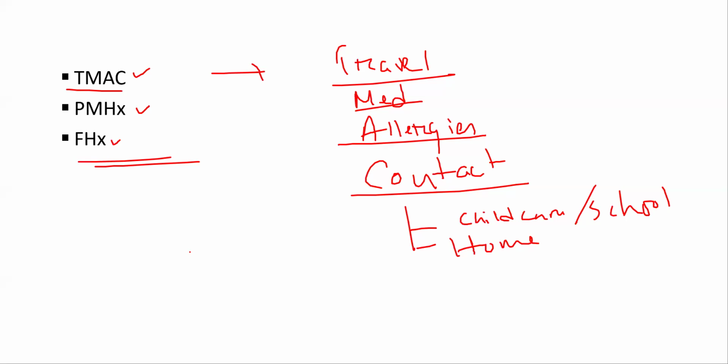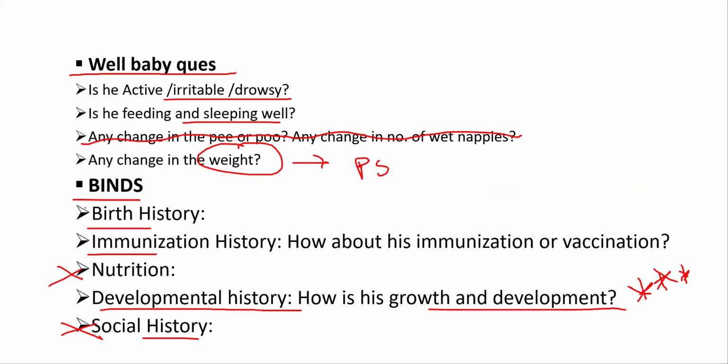Now, if there are a lot of tasks, like 3 or 4 tasks in the exam, you will not be able to ask all these questions. Then you will prioritize which ones are important. You can easily remove travel history, medication, and allergies. They are not super important. Contact is important. For birth history, you can just ask one question: how was his birth, was there any complication? That's it. You don't need to go into too much detail. You need to cut it short if there are too many tasks.